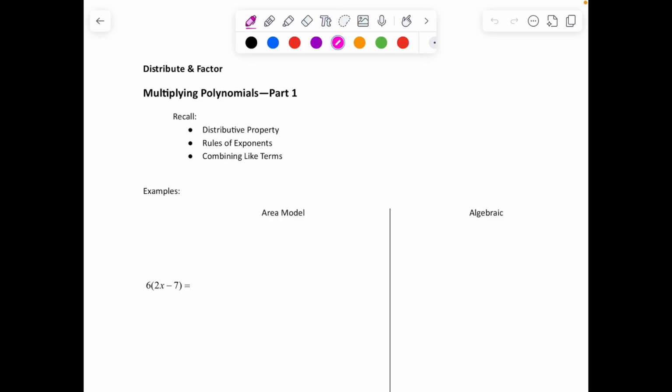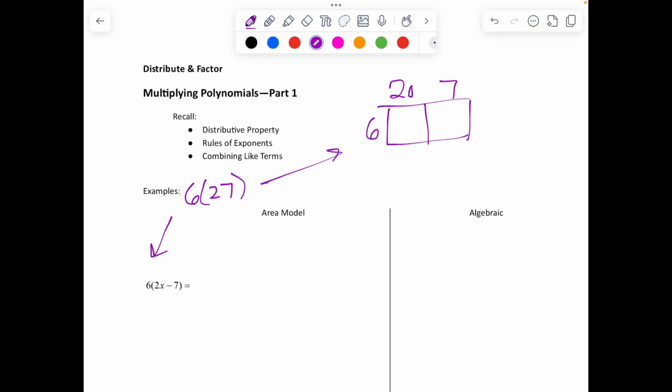So today we're going to look at how to multiply two different polynomials. I want you to take a look at this first problem, and you might think about a similar problem like 6 times 27. Now, when you learned how to do multiplication, you may have used a break apart strategy to think about this as 6 times 20 and 6 times 7. And then you'd combine those two things to get your result.